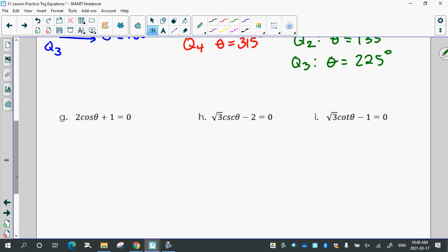All right, so this one's a little harder because it doesn't just have cos on this side and everything else on the other, so we have to use some little bit of solving equations where we're going to subtract one on both sides first. And then divide both sides by 2.